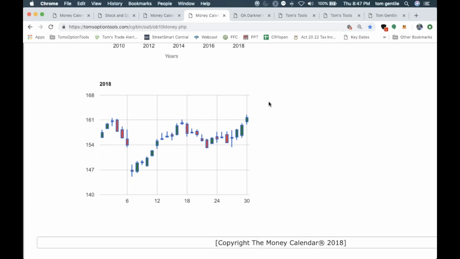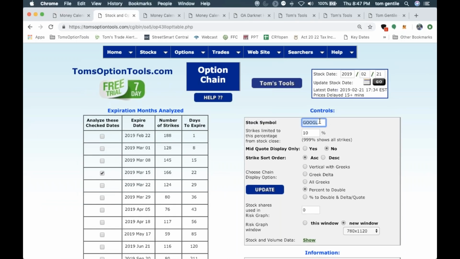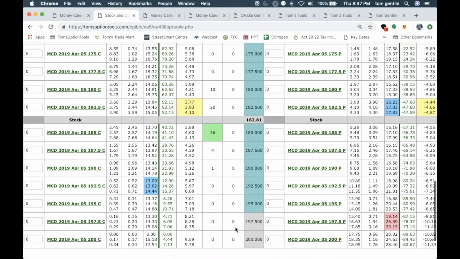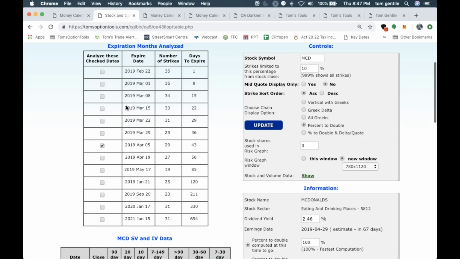So from here, we have to go back to our stock and option area, and this time we'll look at MCD. Now I have to go and look at April options. There are some options that expire on April the 5th, so let's see what those are doing. I'm going to look at the at-the-moneys first, those 182 halves. 360 by 390, that's not so bad.